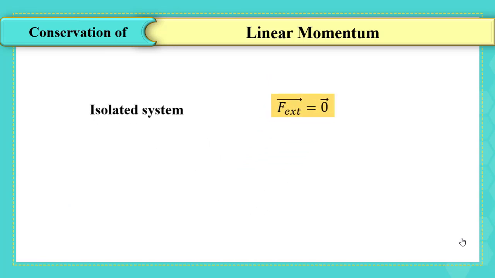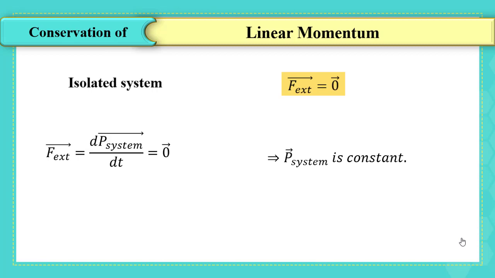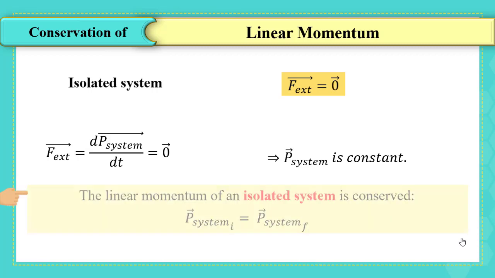For isolated systems where F external equals 0, we say that dp vector of the system by dt equals 0 vector. Thus, P vector is constant because the derivative of a constant is 0. Here we say the linear momentum of an isolated system is conserved. Thus, P vector of the system initial equals the P vector of the system final.